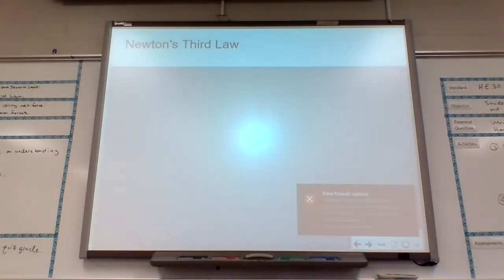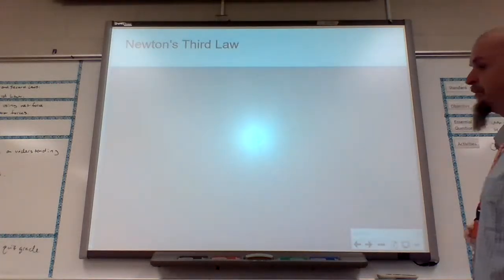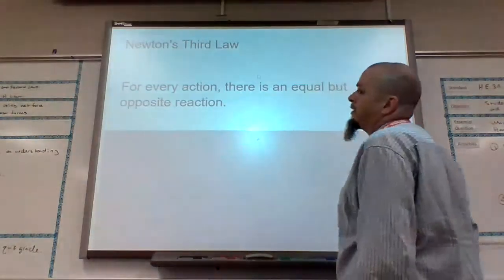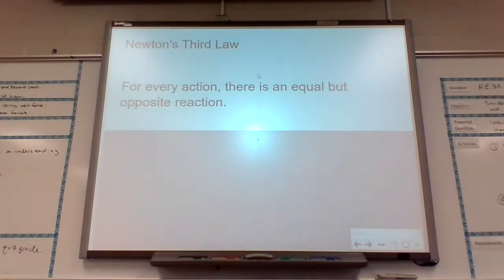All right, Newton's third law of motion. Newton's third law of motion is the one that people can readily recite, but not really explain what it means, what it is, and how it deals with motion. So in some respects, it's the best known law, but it's the least understood. It states, for every action, there's an equal but opposite reaction.